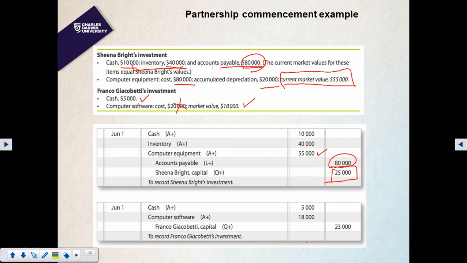Now similarly, he is also giving cash to the business, $5,000, and computer software of $18,000, and his capital is going to be $23,000. So now the business has capital of 25,000 plus 23,000. Total capital for this business is going to be $48,000. Is that okay?